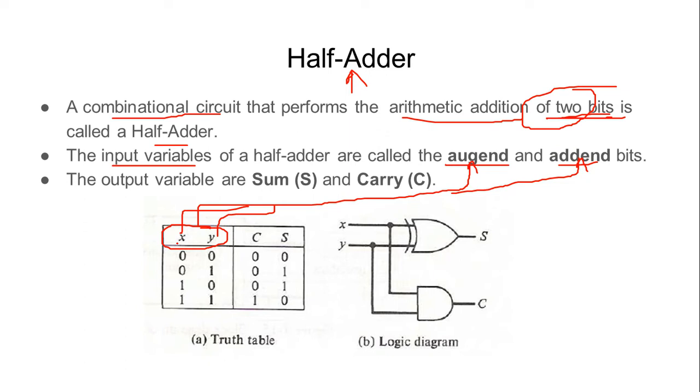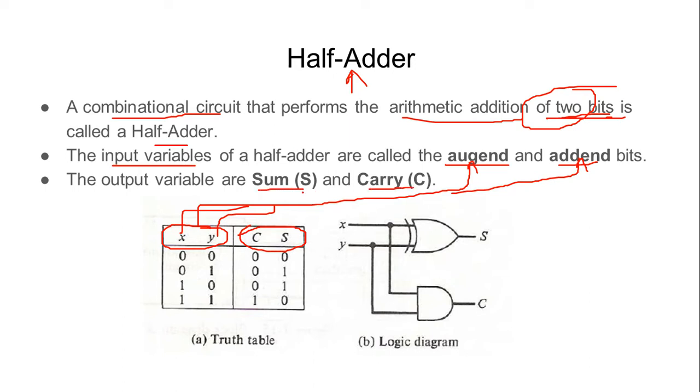So the one which has been added into x will be the addend, and the one to which we want to add is the augend. The output variables that we are able to get in case of half adder are called sum and carry.